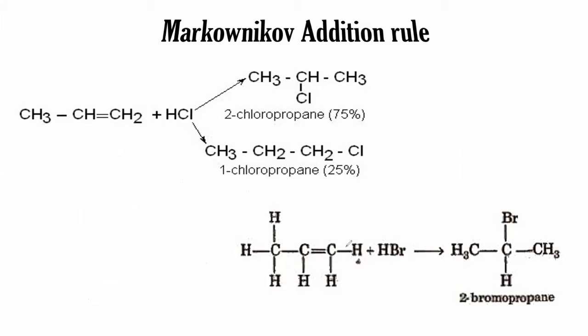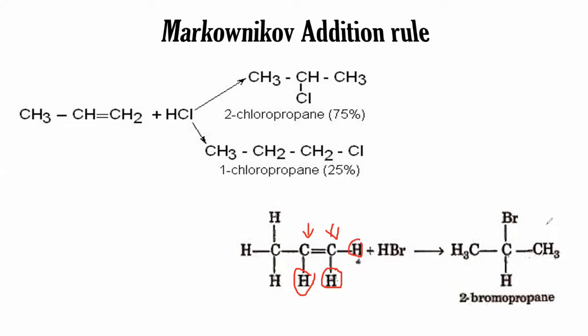Now let us see the next reaction. Here also, as we can see, HBr is there. So one product is written, that is this one, right? These are the two carbons. This is one, this is the other. This one has one hydrogen, this one has two hydrogens.